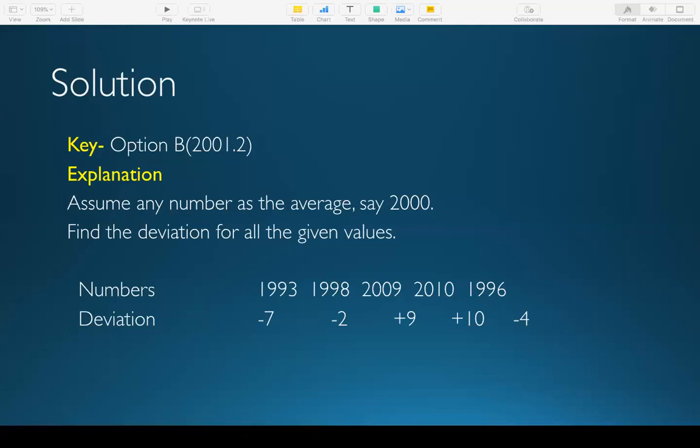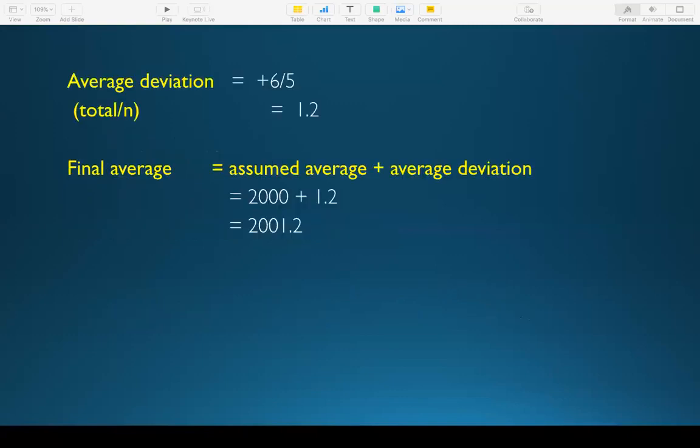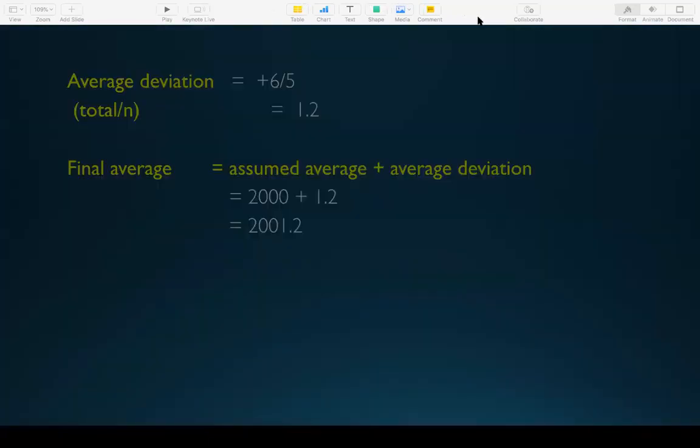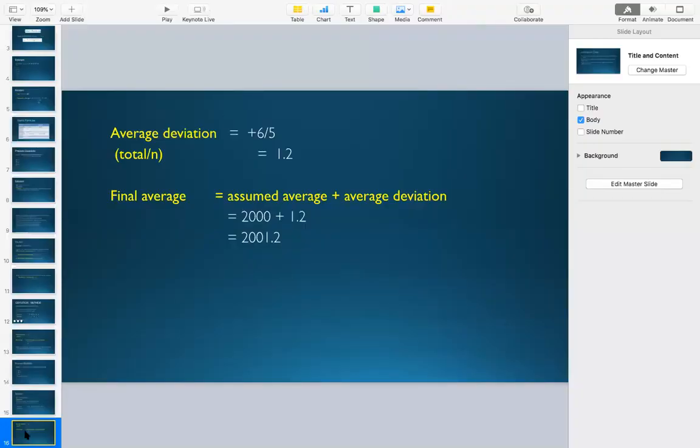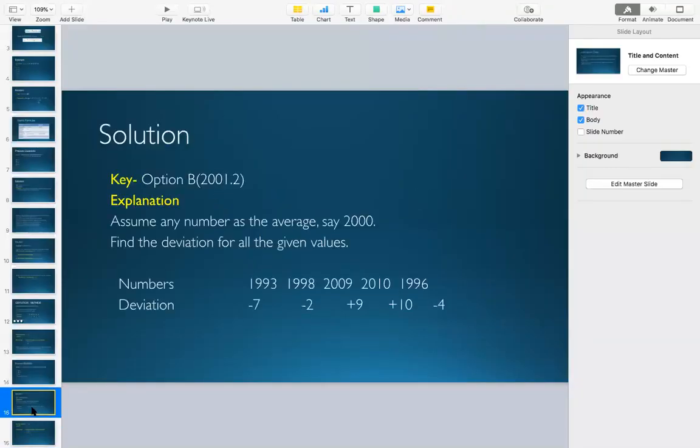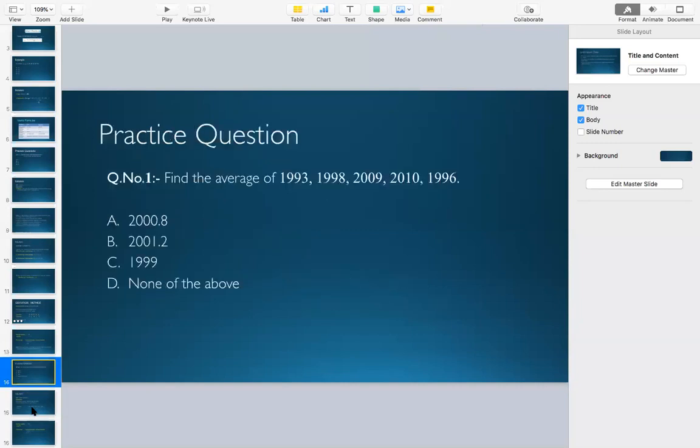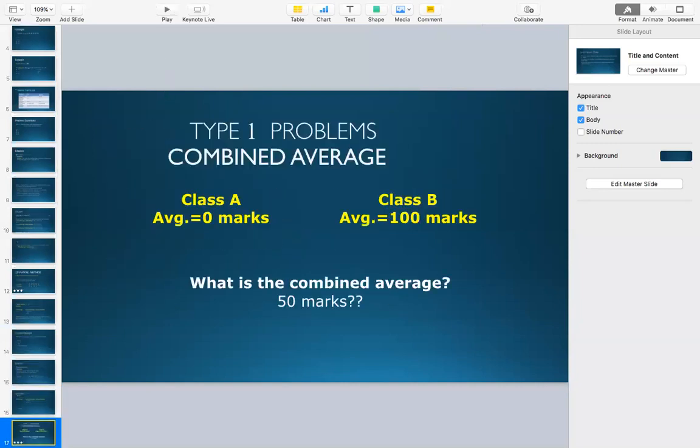Now after you find the sum of deviations, you are supposed to find the average of deviations. Average of deviations will be sum of deviations divided by n. That will be 6 by 5, which is 1.2. Now this 1.2 gets added to the assumed average, right? The assumed average was 2000, so 2000 plus 1.2 will give you 2001.2. I hope this was very easy for you guys, and you have understood how to use the deviation method. So now let's move ahead.